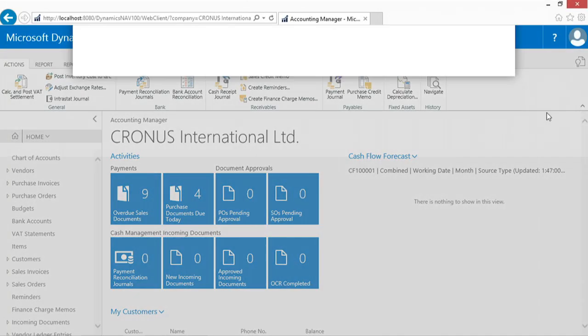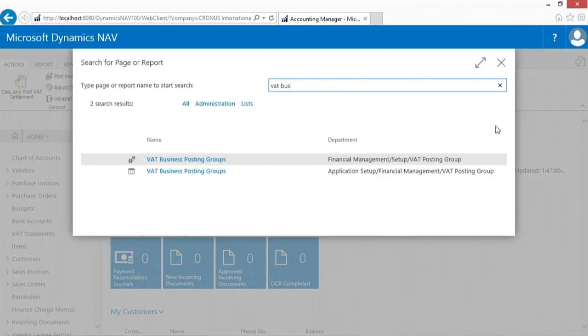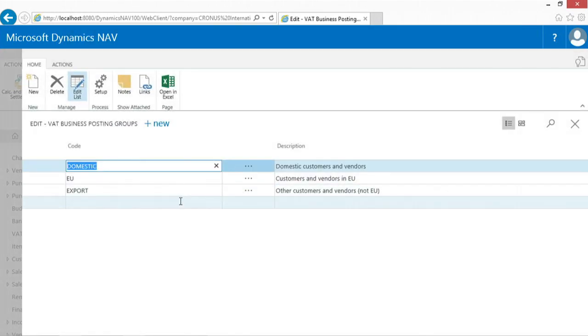So here in this case, I will start with the VAT business posting group. And again, also this is a question to the answer: who do we sell to, who are we buying from? And in this case, you will see that we have domestic, EU, and export. So based on the VAT requirements of Krones International, they will need to make the difference between selling and purchasing from domestic, EU, and other customers and vendors, so not in the EU. So this is of course linked to customers and vendors. So on a customer card, you can assign the VAT business posting group, and similar on a vendor card.